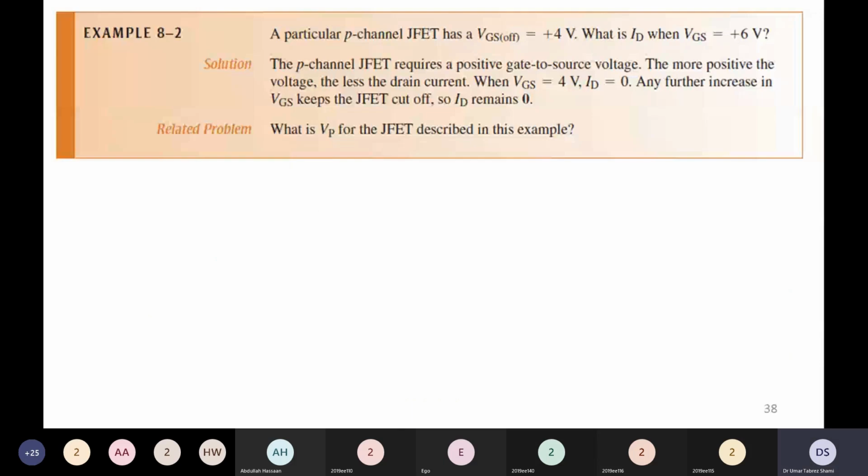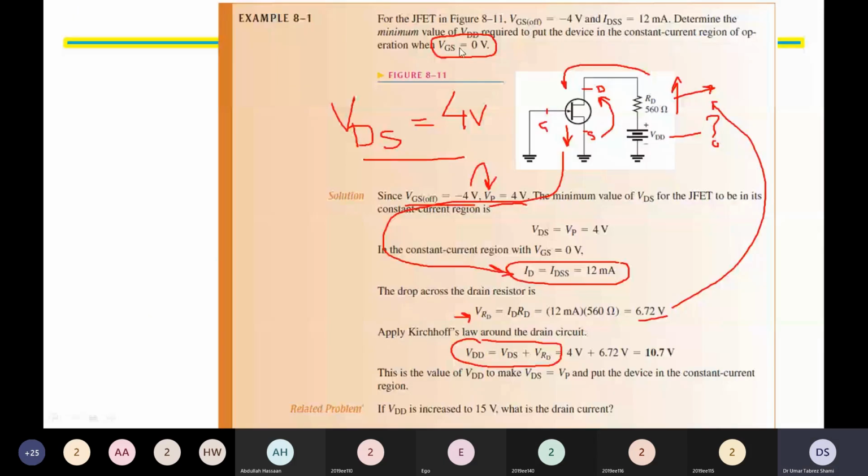Now, if we return to the example, determine the minimum value of VDD required to put the device in constant current region when VGS is equal to 0. So, first thing that we do is we short circuit the gate. This is the gate, this is the source. We short circuit the gate and source. We make VGS equal to 0.